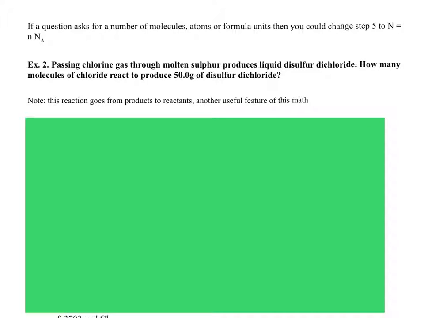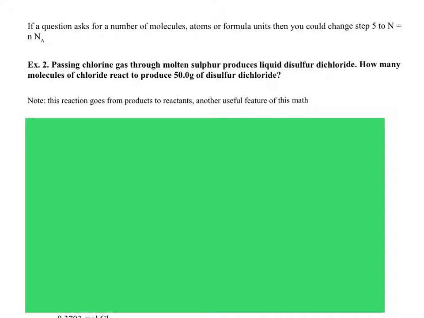Sometimes a question will ask for the number of molecules, atoms, or formula units. And then you just change the last step. Instead of calculating the mass, you calculate the number of particles. Now that you know moles, this doesn't happen often, but occasionally.